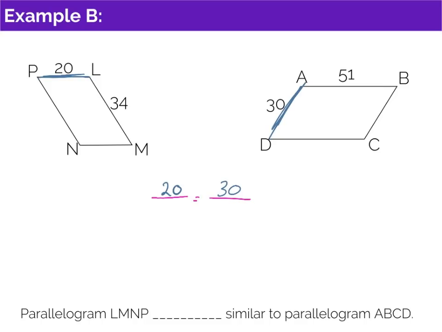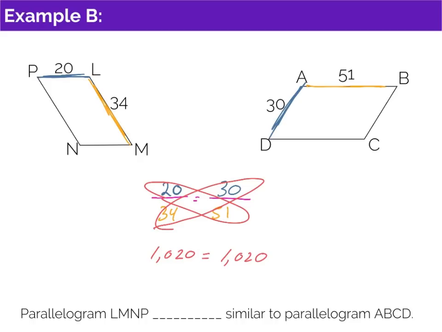Then I'm going to go for the long side, and that's going to be 34 on one of my parallelograms, and that's going to be 51 on my other parallelogram. So now that I have my proportion set up, I'm going to cross multiply. So I've got 20 times 51. So 20 times 51 is going to give me 1,020. And now I need to do the same thing to the other side. I need to do 34 times 30, and that's going to give me 1,020. So are they equal? Do I have cross products that are equal? Yes, they are. So parallelogram LMNP is similar to parallelogram ABCD because the cross products were equal.